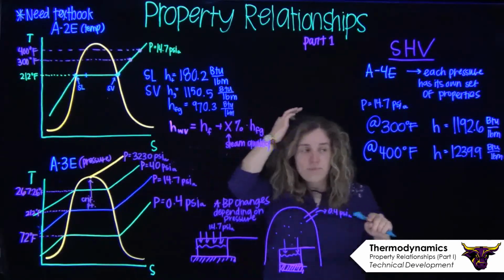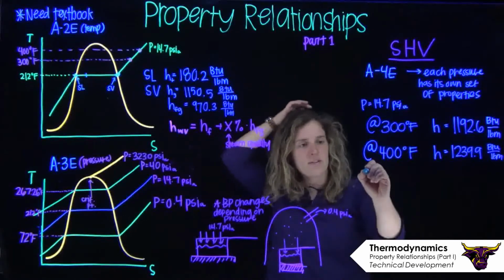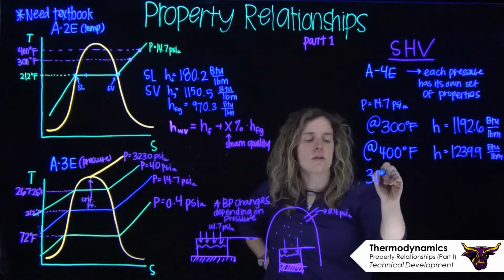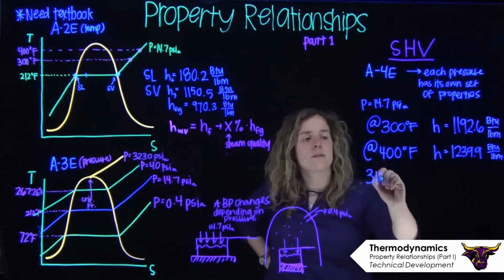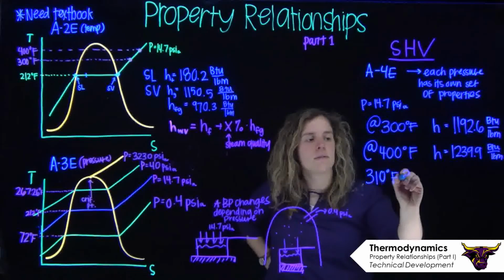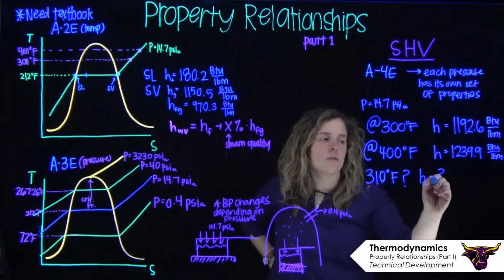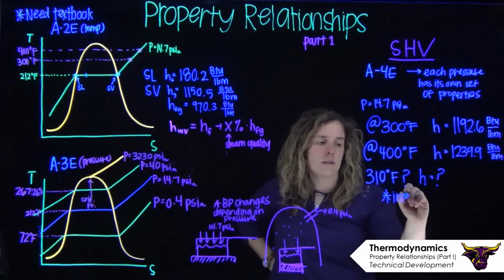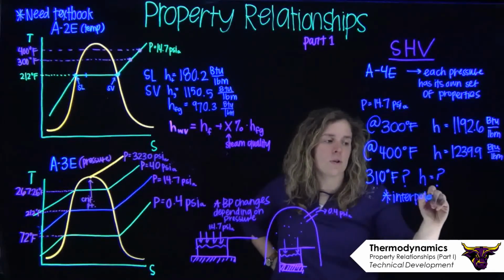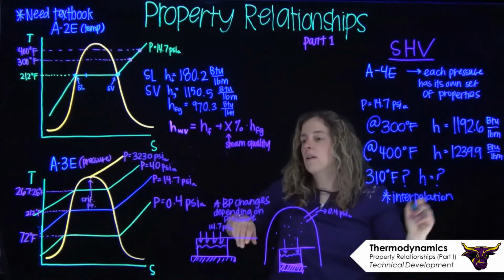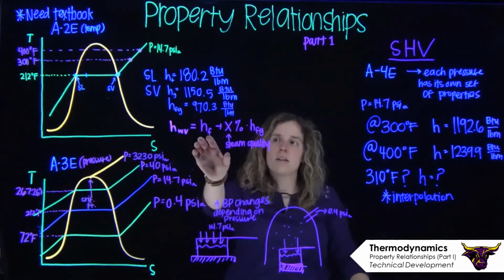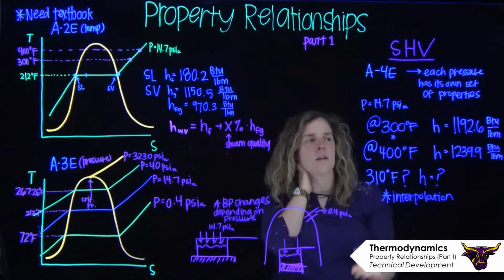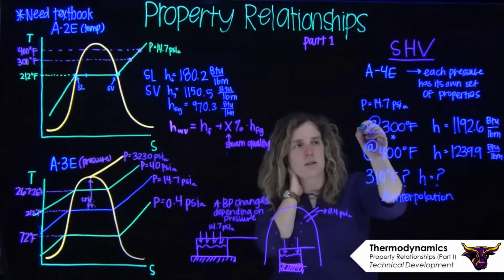And the other thing that you may run into is, what if I have a superheated vapor at 310 degrees Fahrenheit? Oh, I wrote that really small, 310 degrees Fahrenheit. How do I find h? Interpolation. Similar to what we did over here for quality, you can think of it in those terms, that you are finding a number in between here. So you're just going to have to do basically a percentage.